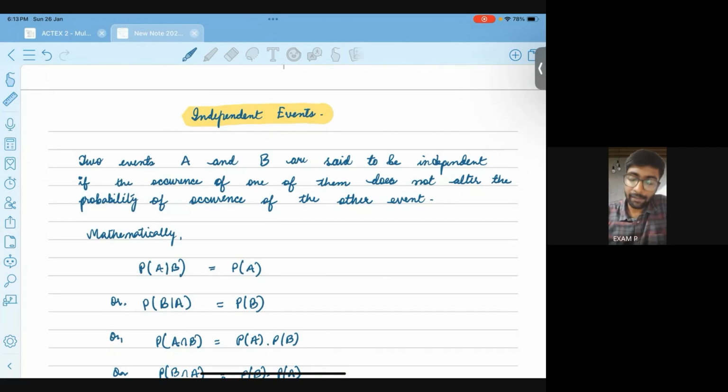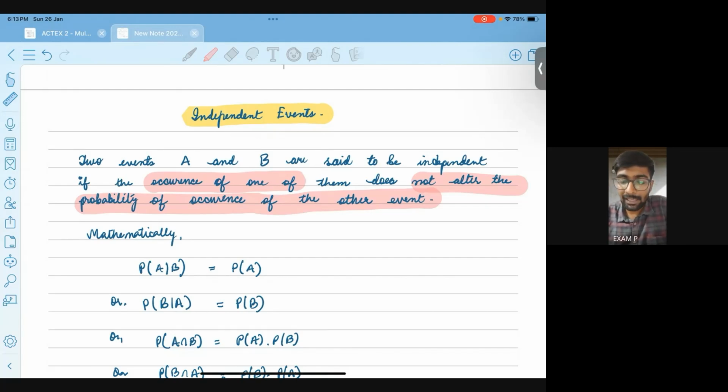What are independent events? If you have, let's say, two events, A and B, we call them independent when the occurrence of one of them will not alter the probability. So one of the events occurring will not alter the probability of occurrence of the other event. What does that mean? If A happens, then this won't affect the probability of B happening, or vice versa.